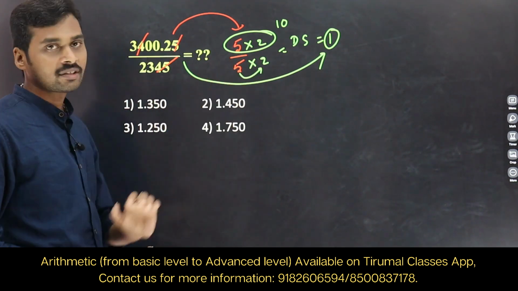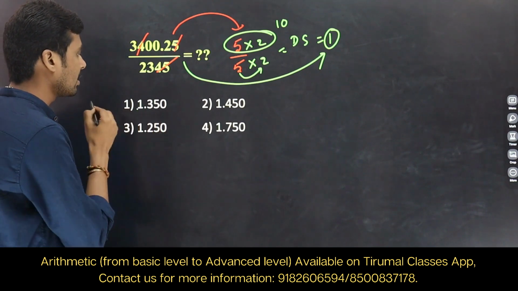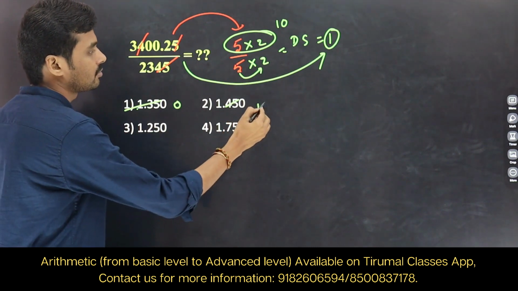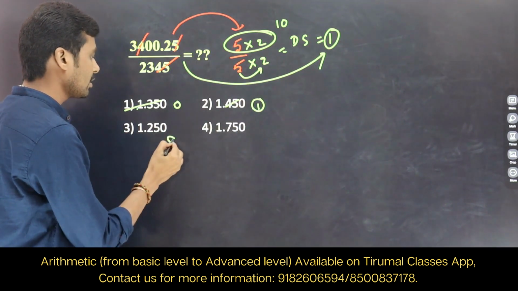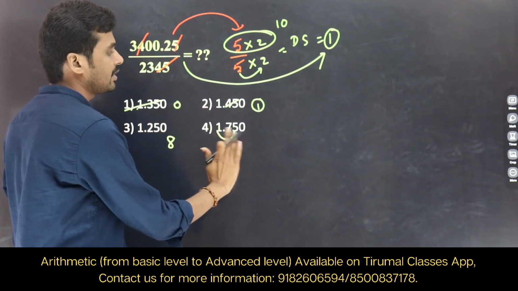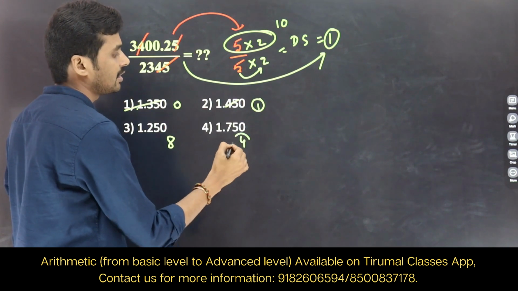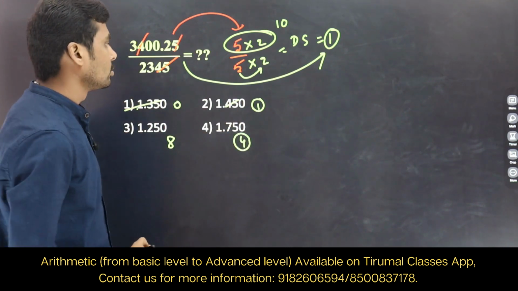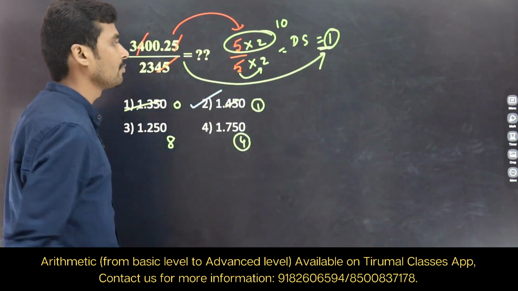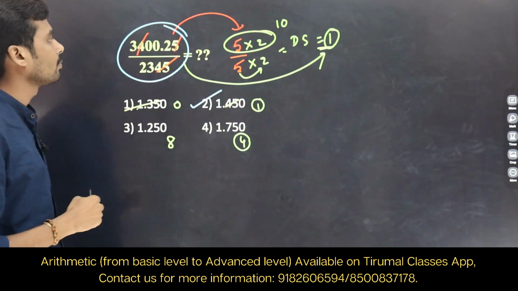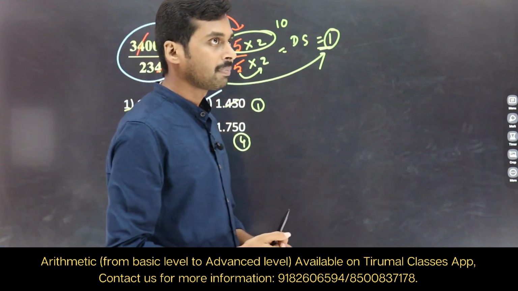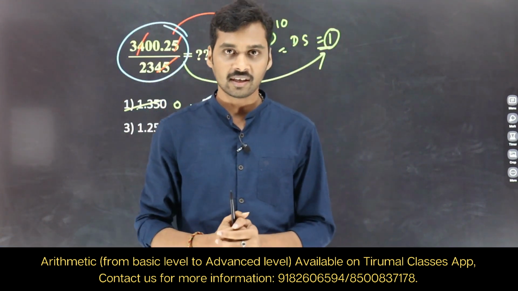Now, let me see the options. In which option will we get the digital sum value of 1? So here 5 plus 3 plus 1 is what? 9. 9 means the digital sum value is 0. Here 4 plus 5 is 9. So the digital sum value is 1. Here 5 plus 2 plus 1 is what? 8. So the digital sum value is 8. So here 1 plus 7 is 8, 8 plus 5 is what? 13. 13 means the digital sum value is 4. So we require the digital sum value of 1, which means the second option. So the value of 3400.25 divided by 2345 is 1.450. Okay.